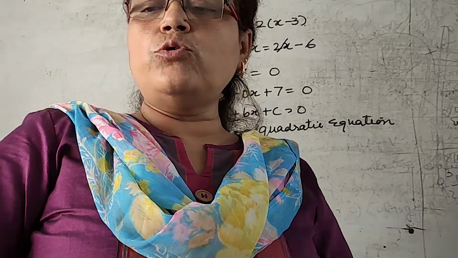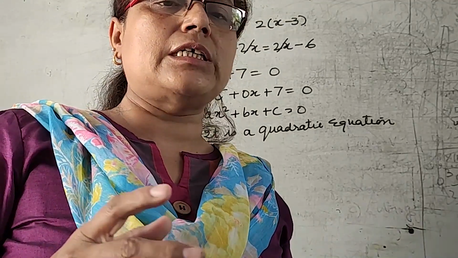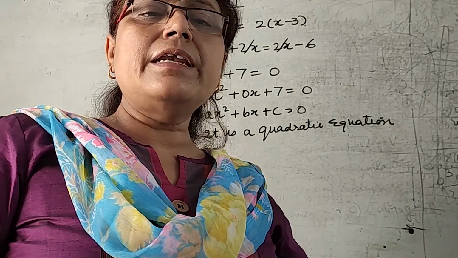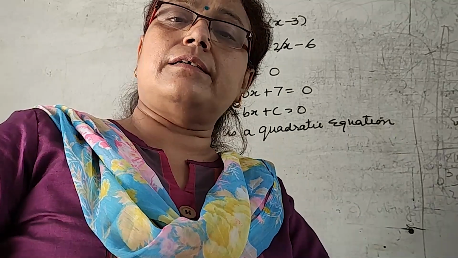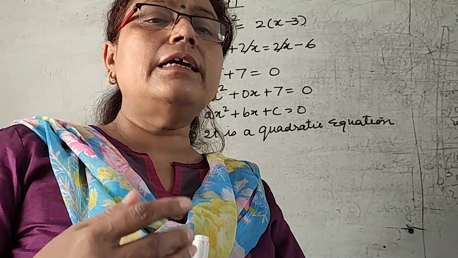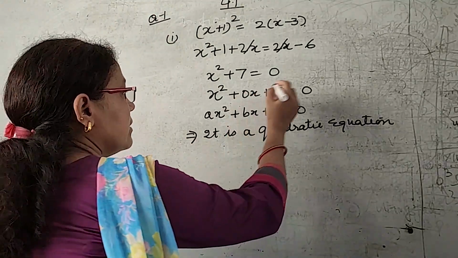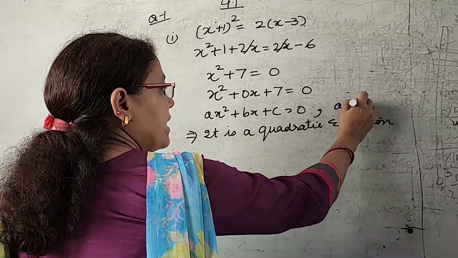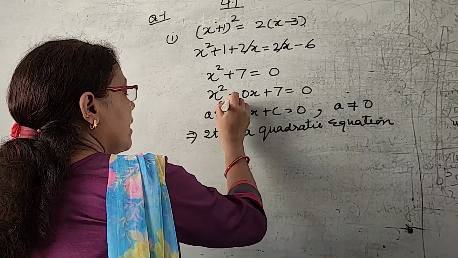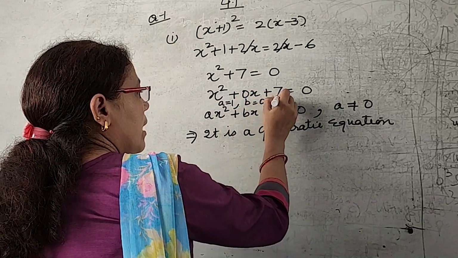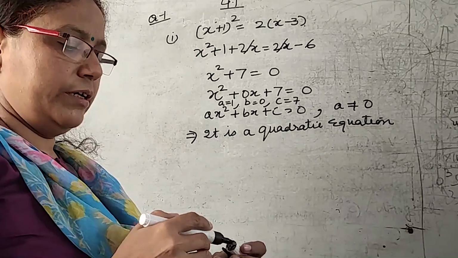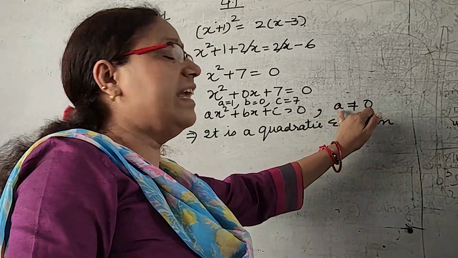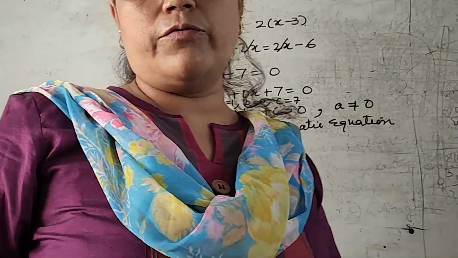I hope it is clear how to find whether the given equation is a quadratic equation or not. So very first, you change the given equation into simpler form and compare it with ax square plus bx plus c. If you can write it in the standard form of quadratic equation, then it will be a quadratic equation. And you can see here a is not equal to 0, because here a is 1, b is 0 and c is 7. So definition: any equation that can be written in the form of ax square plus bx plus c, with a not equal to 0, is a quadratic equation.